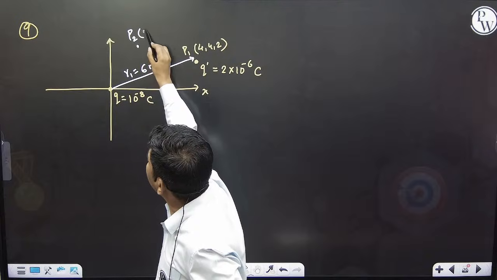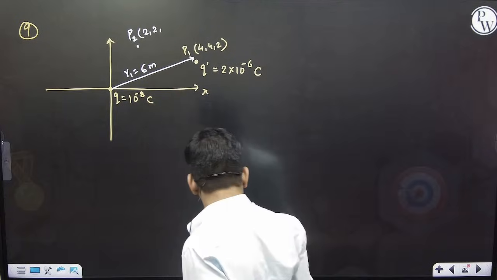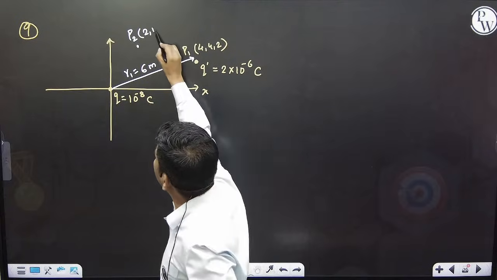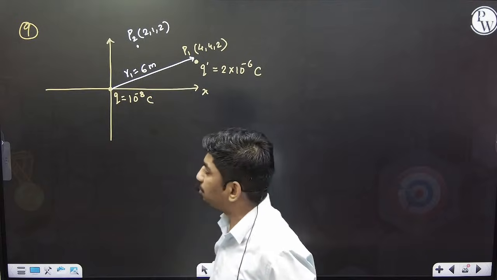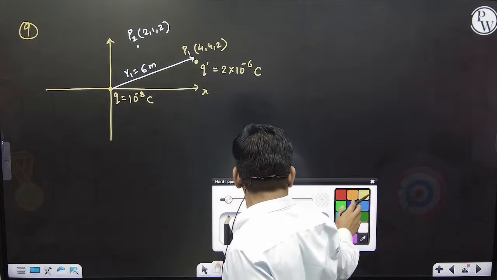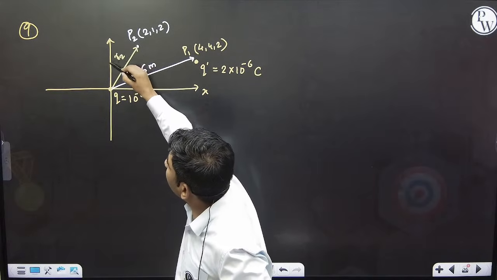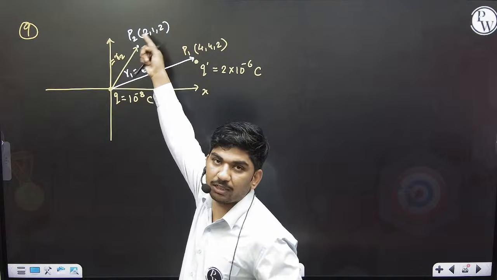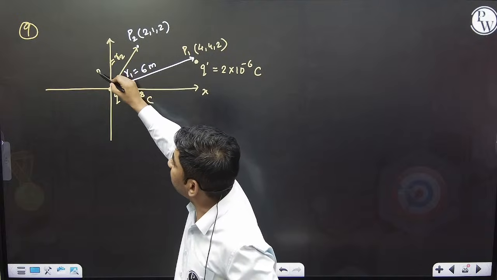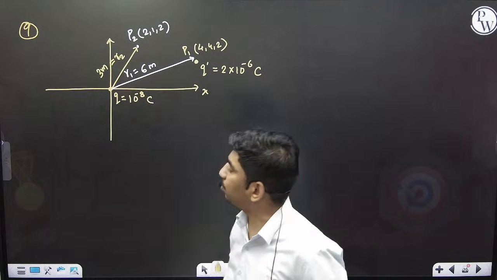P2 point, they can give any such point, 2, 1, 2 I guess, or any data you have. It is shifted to this point. So once we are having shifting to this point, this is our R2. What is the value of R2? 4, 4, 8, 9. So root of 9 is 3 meter. So it is being moved from here to here.